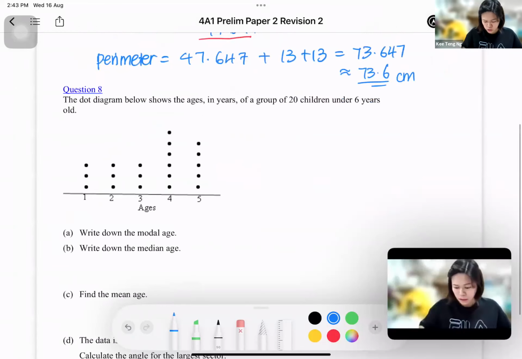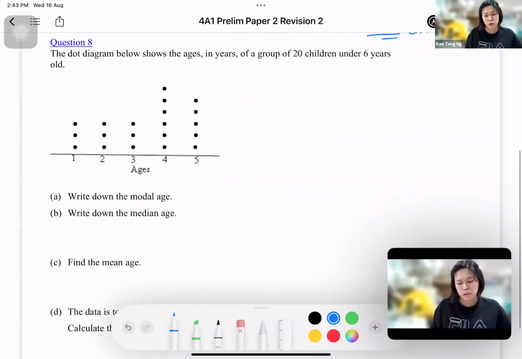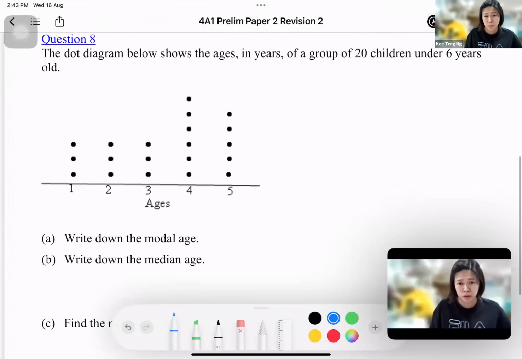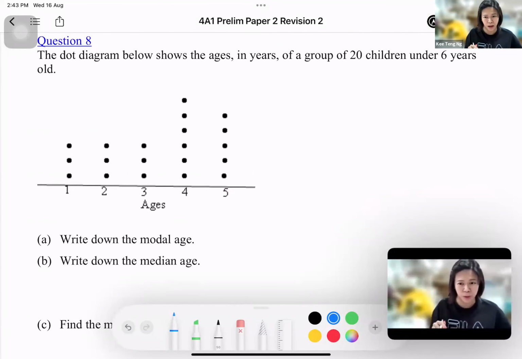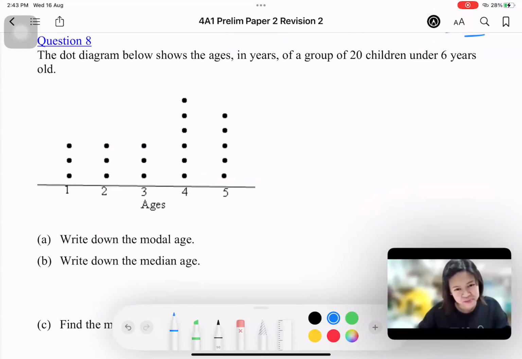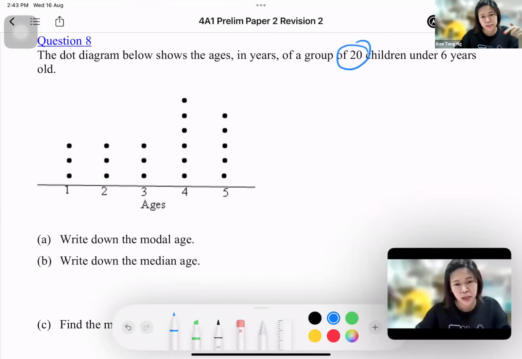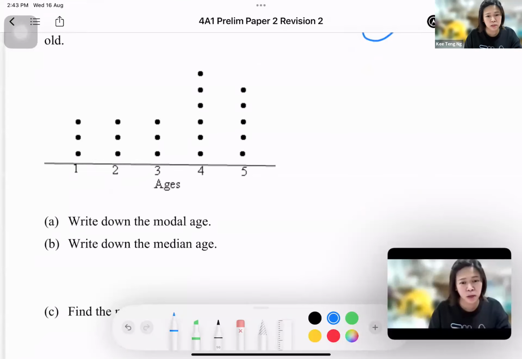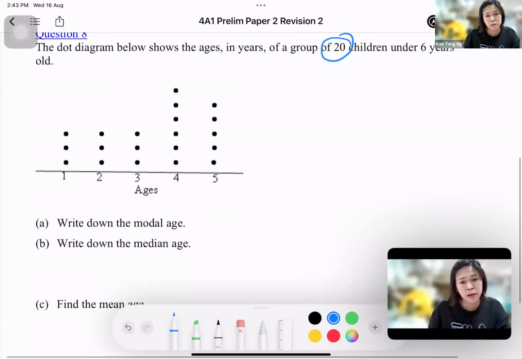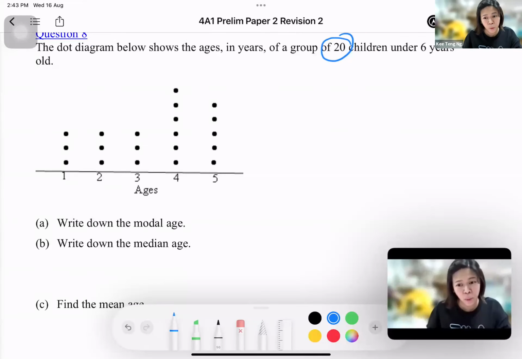Okay, next question. Write down, this one has a group of 20 children. How many dots do you think there will be? Are you going to count the dots in the dot diagram? Or did the question tell you how many dots there are in total? 20. Yes, the 20, right? So there are 20 dots over here. Each dot represents one child. Okay, and then you have the ages of under 6. So age 1, 2, 3, 4, 5. Right, write down the modal age. What do you mean by mode?